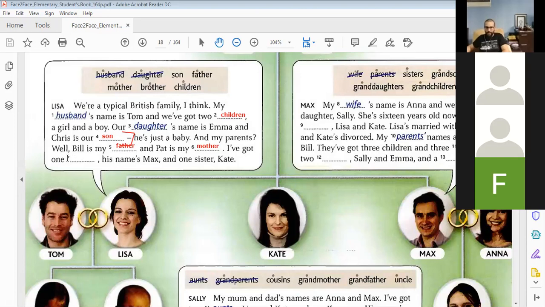Here I have something interesting to show. Can you see this? What's this? Full stop. Yeah, full stop. Now, what's the difference? I want you to tell me if there's a difference in meaning. If I say, we are a typical British family, I think. My husband's name is Tom, and we've got 2 children, a girl and a boy.